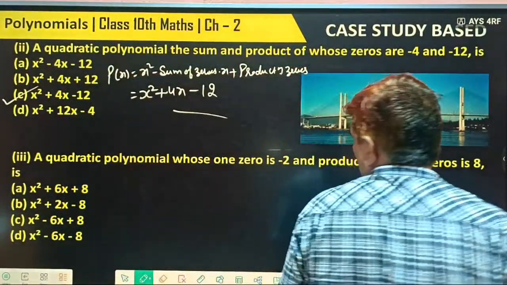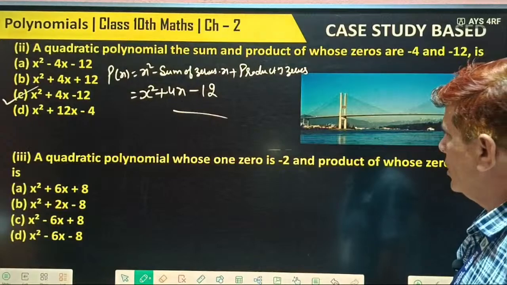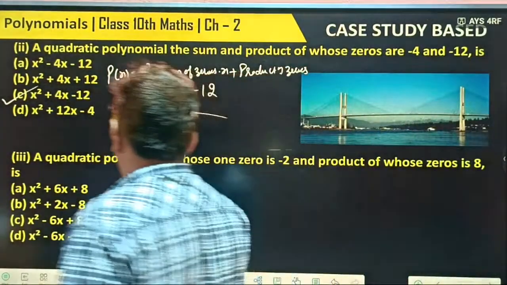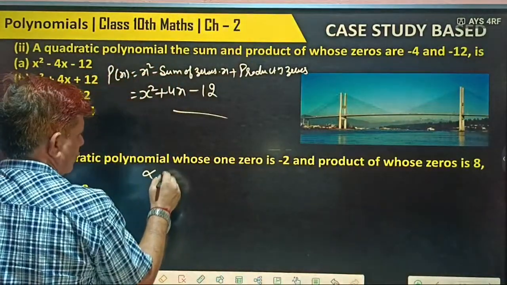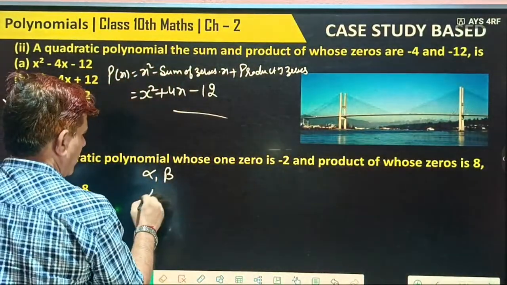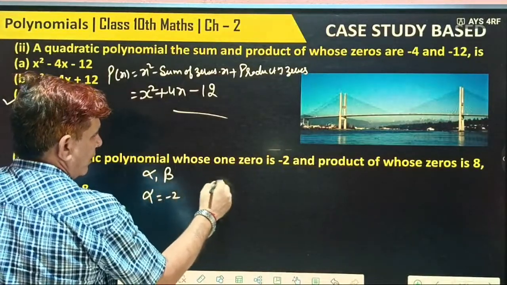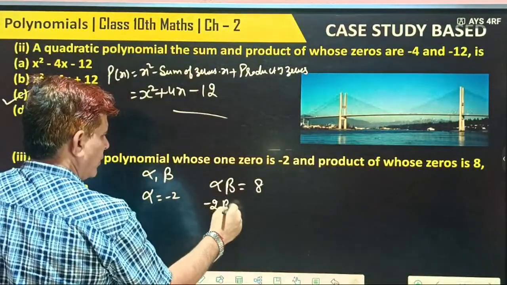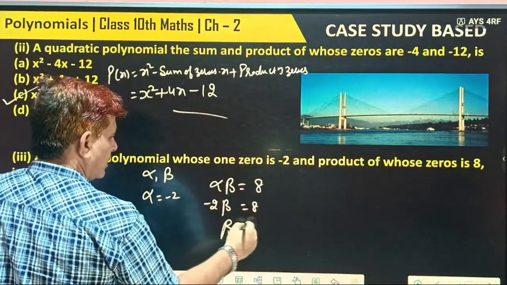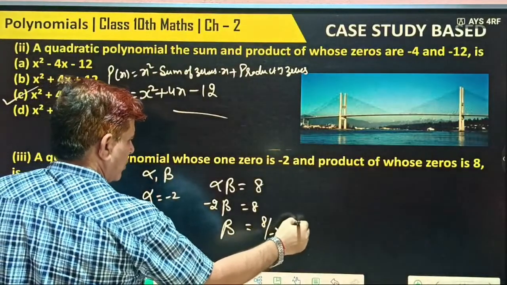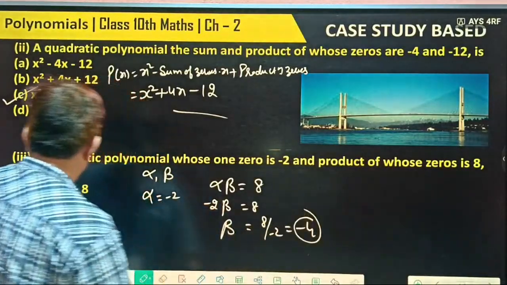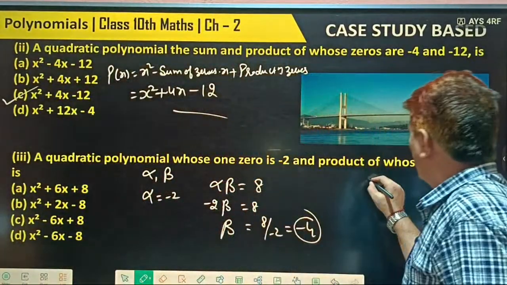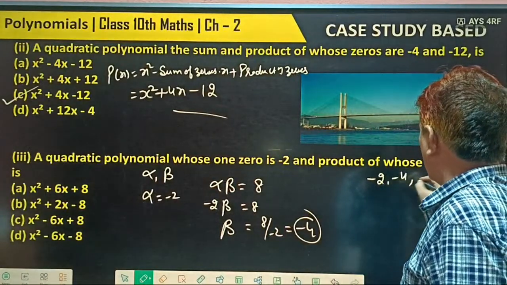Understood? A quadratic polynomial whose one zero is minus 2 and product of the zeros is 8. So we can say let alpha and beta be its zeros, and alpha equal to minus 2 and alpha beta equal to 8. So minus 2 into beta equal to 8, so beta equals 8 divided by minus 2, how much? Minus 4. So minus 2 and minus 4 are its zeros.